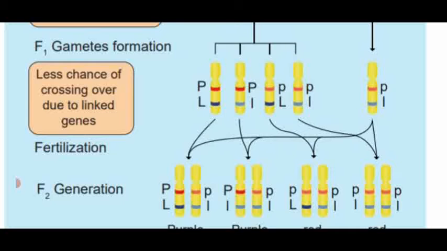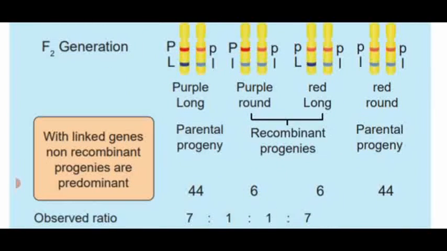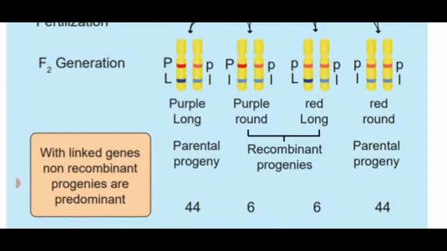So they tend to remain together. That is said to be cis or coupling reaction. In the F2 generation, the ratio is purple long, purple round, red long, red round. The first one, purple long, is one of the parental characters, the dominant character. See the fourth one, round red: that is the recessive parental progeny.